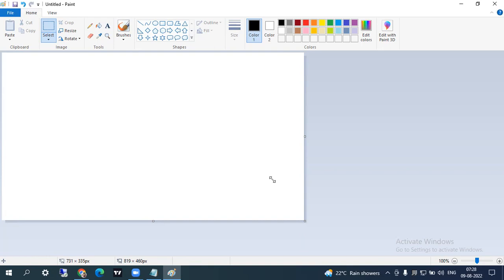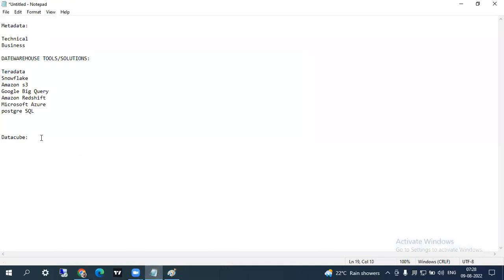It is nothing but summarizing the data in a single thing. That type of approach is called a data cube. So the next is facts and dimensions.